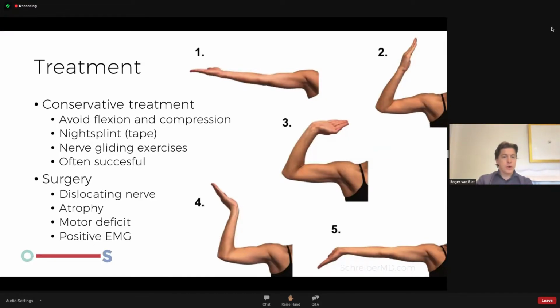Treatment. Even though this is an ulnar nerve problem, the majority of cases do very well with conservative treatment. Up to 15% of people get ulnar nerve problems every once in a while. So that means in the audience there will be people who wake up during the night with some numbness or pins and needles in their ulnar nerve region. To those people in the audience that have it, avoid flexion and compression.